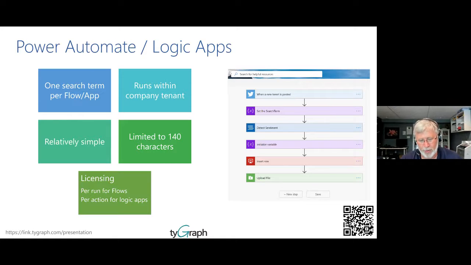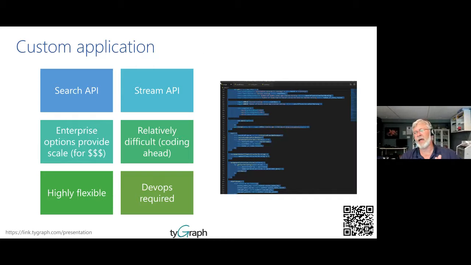For the Twitter connector itself, it's free of charge, but you do pay per flow in the case of Power Automate. And in the case of Logic Apps, you're paying per action within a Logic App. So have a look at the licensing, see if it's going to meet your criteria. But you should be fine, again, for most events. And the last option would be to build a custom application. As I mentioned before, there's both a search API and a stream API for Twitter.